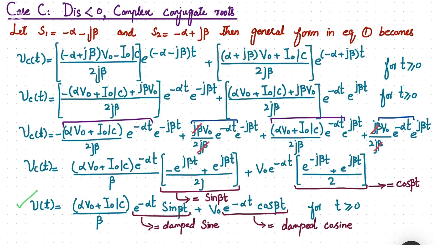v(t) is equal to a constant factor into e^(-αt) into sine of βt, and V0 over here into e^(-αt) into cos of βt. e^(-αt) multiplied by a sine function is known as a damped sine wave. e^(-αt) into cos of βt is known as a damped cosine function.